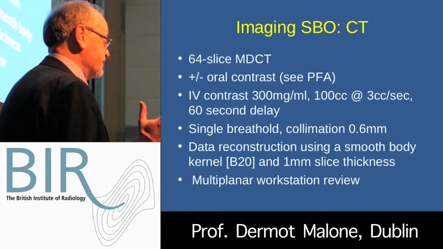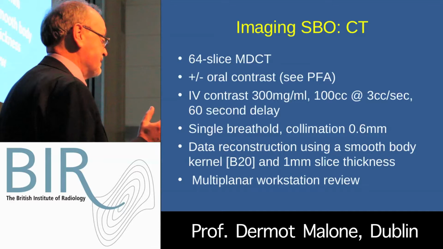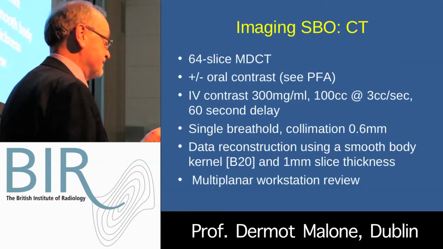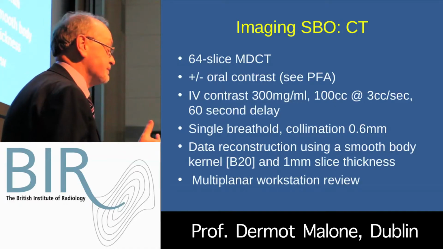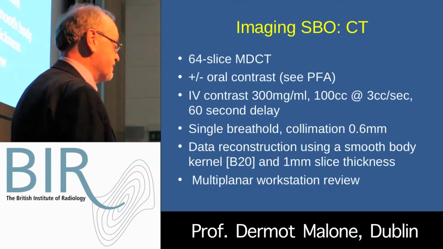We will use almost universally now 64 size MDCT. Again, it's sometimes difficult to stop patients being given oral contrast. But if I see a physician coming through with queried bowel obstruction, I will usually get a look at the plain film of the abdomen, or if I can't get one of those, I'll have one done. If there clearly is distended small bowel, I try and stop the patient receiving oral contrast. It doesn't help, and it may actually reduce your ability to see ischemia.